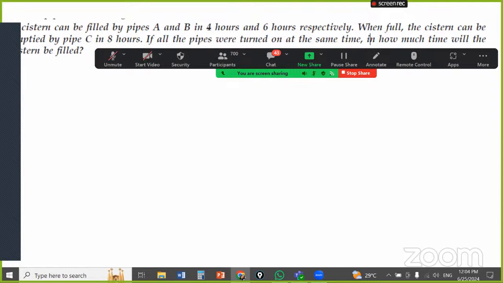Can be filled by pipes A, B in 4 hours and then 6 hours respectively. When full, the system can be emptied by pipe C in 8 hours. If all the pipes were turned on at the same time, how much time will it take to fill the system? Again, three pipes are there. Two are inlet and one is the outlet.